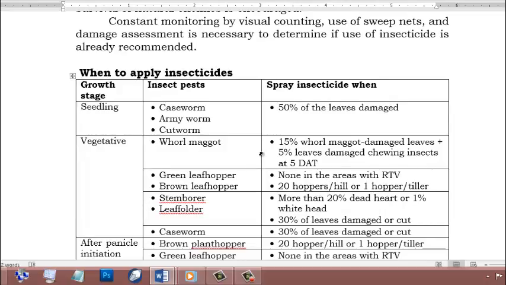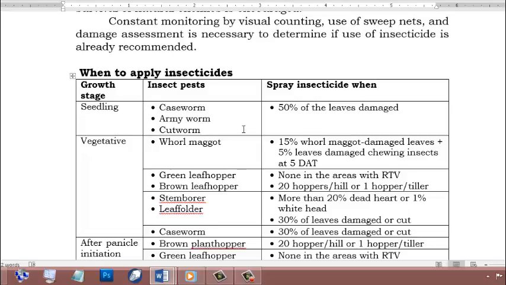So, you should observe this one. Growth stage: seedling. Insect pests that are prone or may affect our seedlings are caseworms, armyworms, and cutworms.